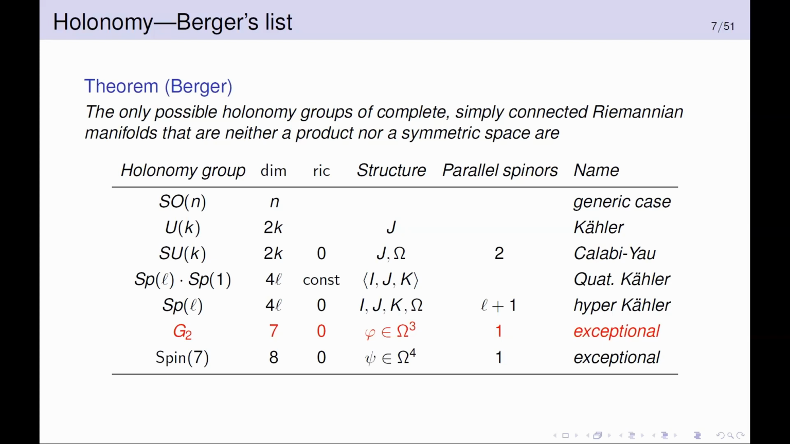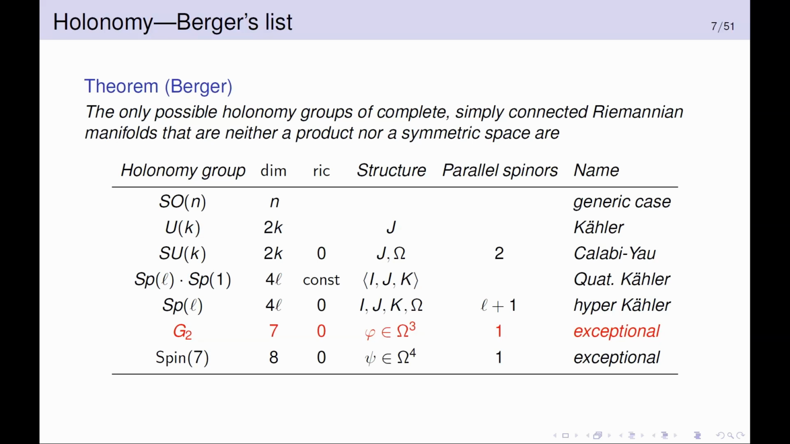And then there's this list of groups, and you will have seen a lot of them probably before, like for example, you might have seen Kähler manifolds at some point, or Calabi-Yau manifolds. These are the groups U(k) and SU(k). There are some quaternionic analogs of those. And then there are these two exceptional groups, G2 and Spin(7), and I would like to focus on G2. And the rest of the table, well, that is the dimension of the manifolds where that happens. That's 7 in our case. The Ricci curvature is 0.